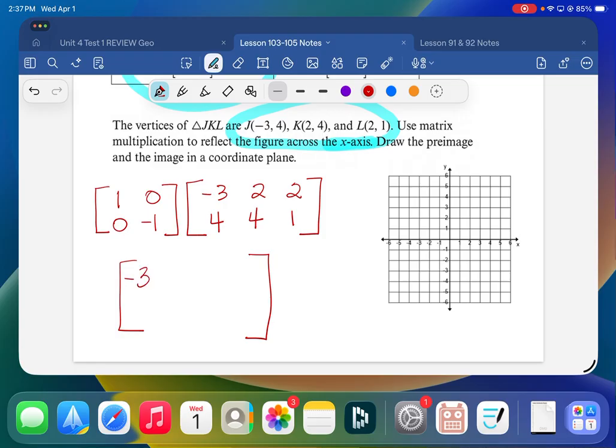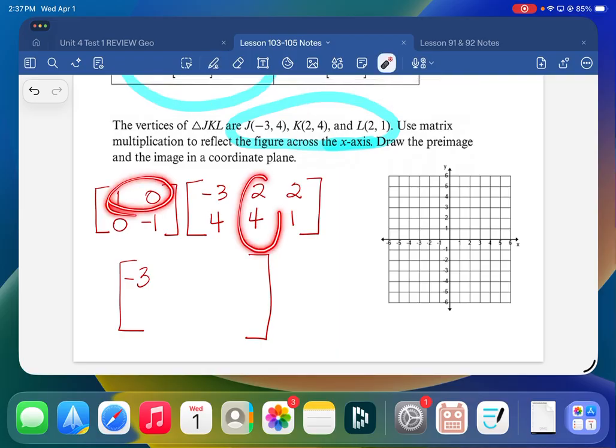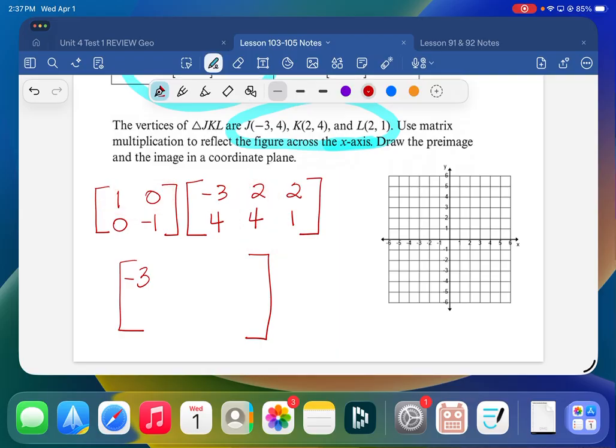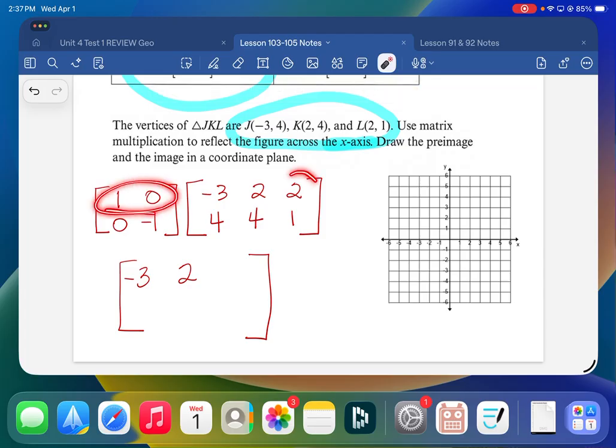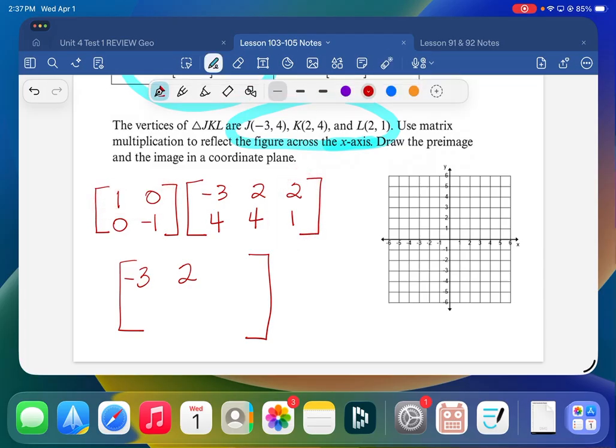Love it. Okay, Thomas, what'd you do for row 1, column 2? I did 1 times 2, and then I did 0 times 4, so the answer's 2. Okay, Harper, row 1 and column 3, please. 1 times 2 and 0 times 1, which is 2. Perfect.